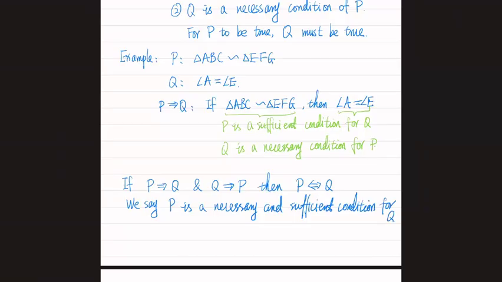Okay, so it's about necessary and sufficient conditions. And we will have a 5 minute break. After the break, we have quite a few examples about necessary and sufficient conditions. Okay, 5 minute break. Be back at 8:22.